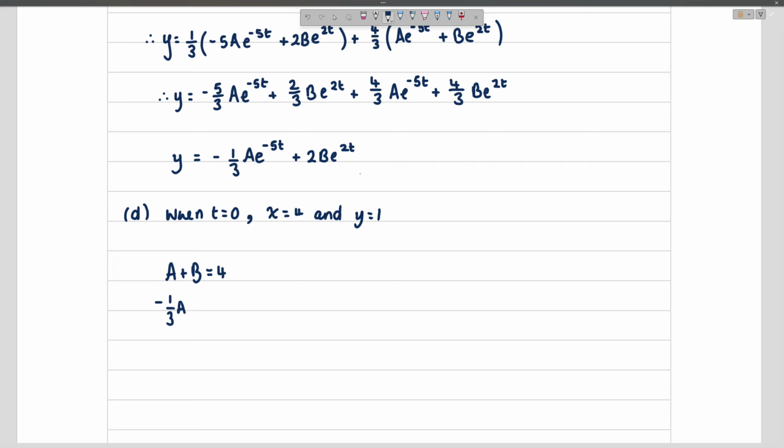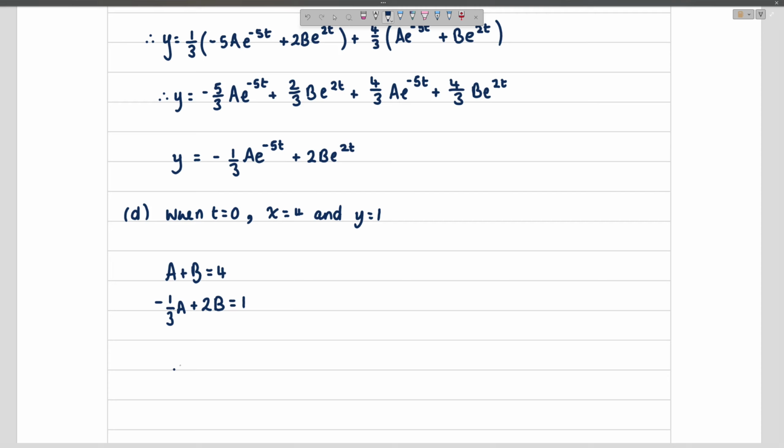Doing the same then with B here. So 2B times 1 is just plus 2B. And this here is equal to 1. Okay? And all I need to do here then is just solve these simultaneous equations. It's completely up to you how you do this, right? You can just use your calculator. You can just times this top equation by 2 and then go on to solve the simultaneous equations. But either way, this should be pretty straightforward.